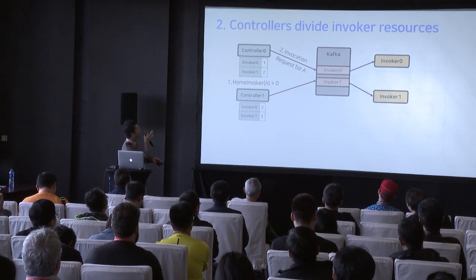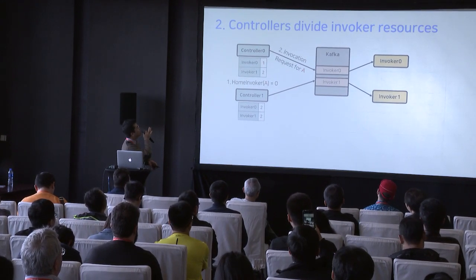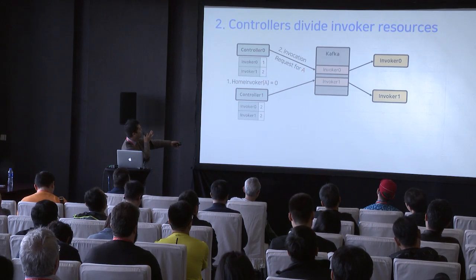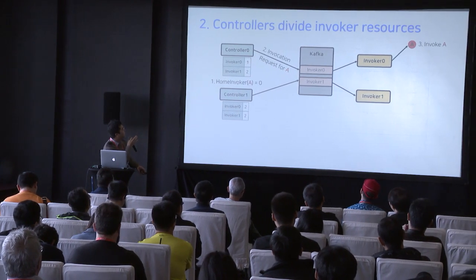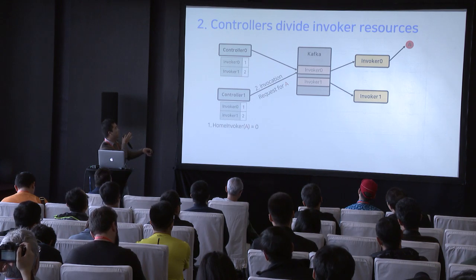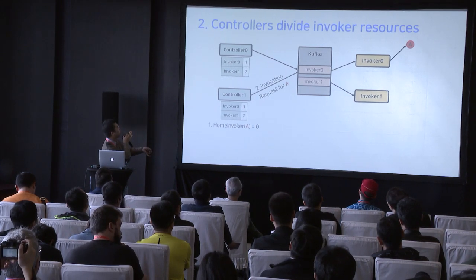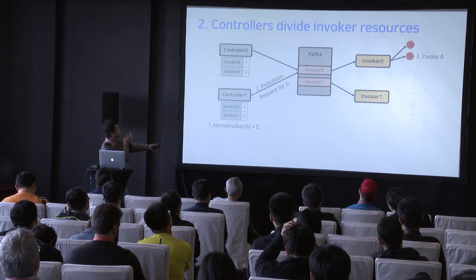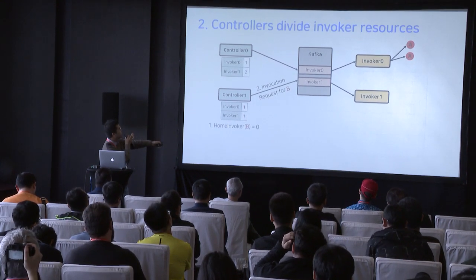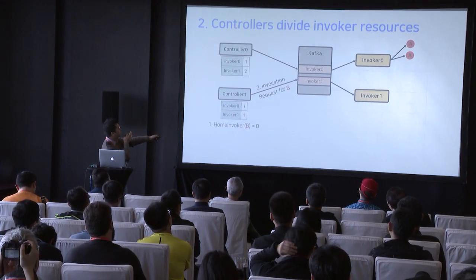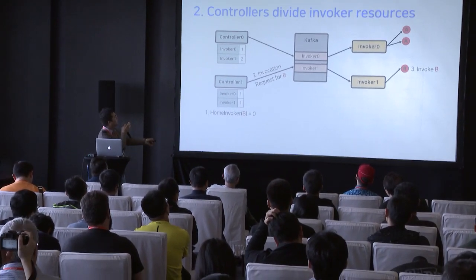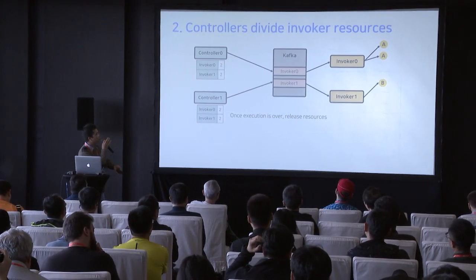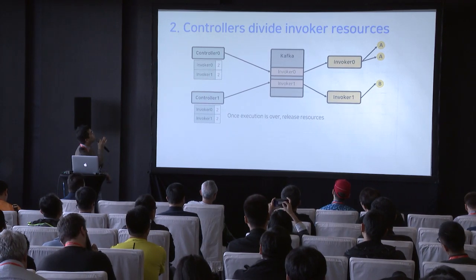The invocation request handled by controller zero will have no effect on controller one. And so are the invocation requests handled by controller one. They also have no effect on controller zero's resources. And so is this. There is also no influence for this request. And once execution is over, the system will release all resources of each container.